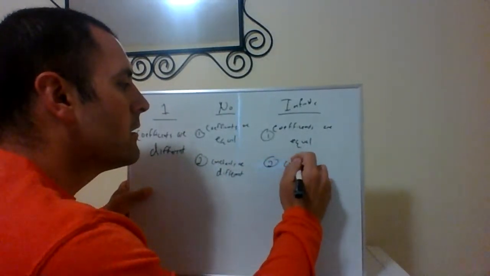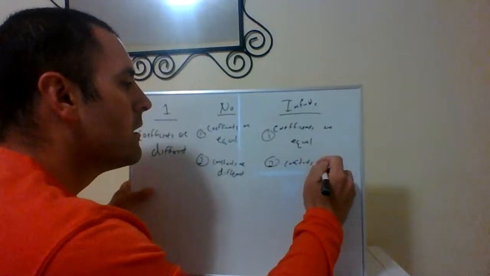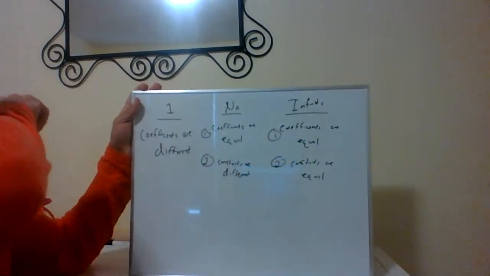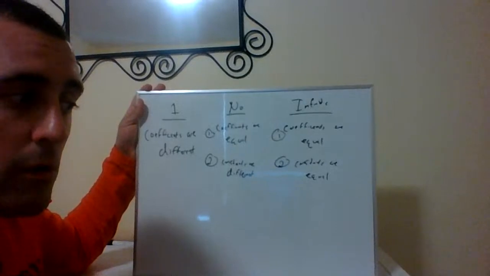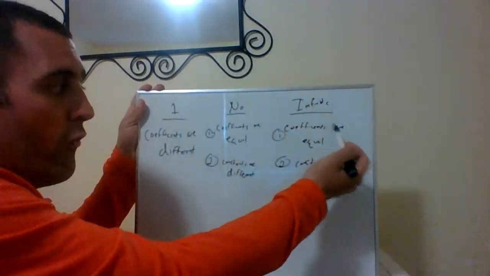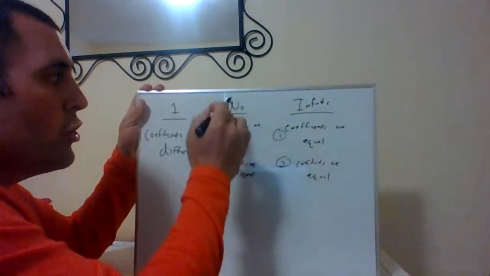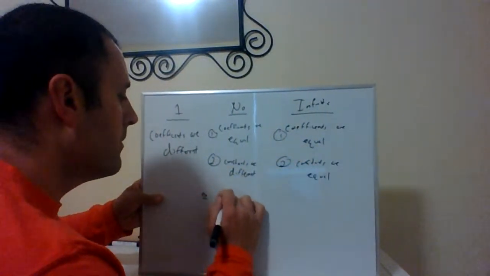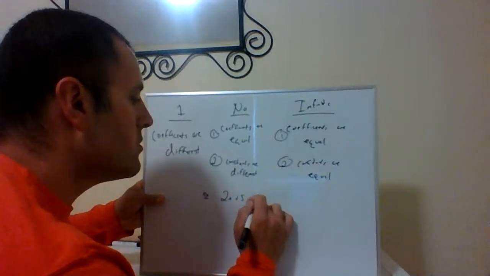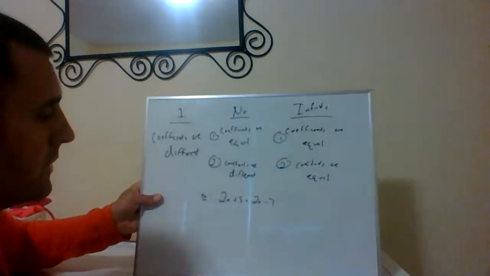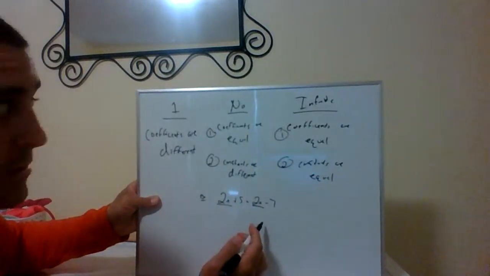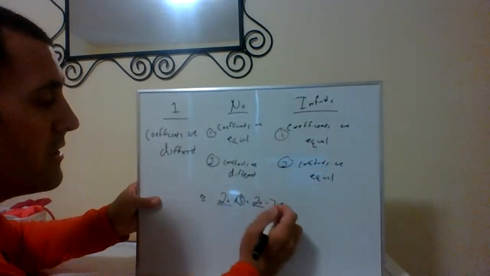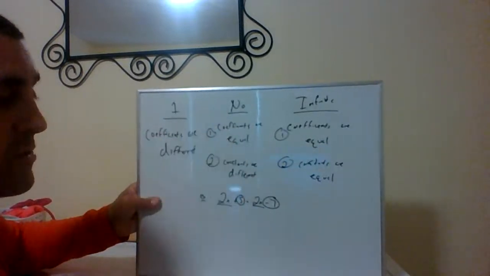The second one here, the constants are equal. My goodness, my writing is still just as bad as it was before. So, the constants are equal, okay? When you are talking about infinite solutions, the coefficients are equal, the constants are equal. No solution, the coefficients are equal, the constants are different. Let me give you an example. Okay, here's your example. 2x plus 5 equals 2x minus 7. Coefficients are the same, so we know it's going to be either no solution or infinite solutions. Constants are different, which means it's no solution.